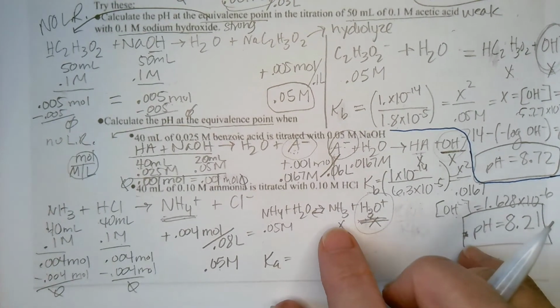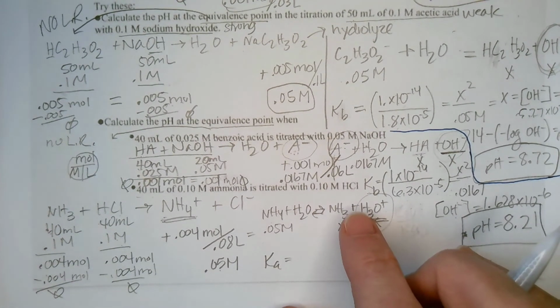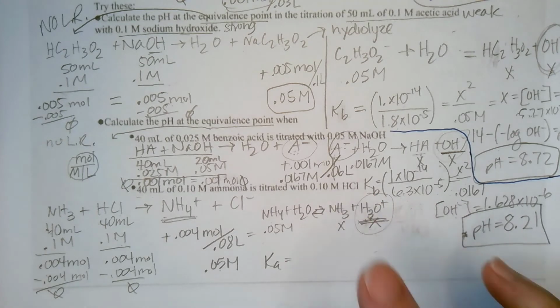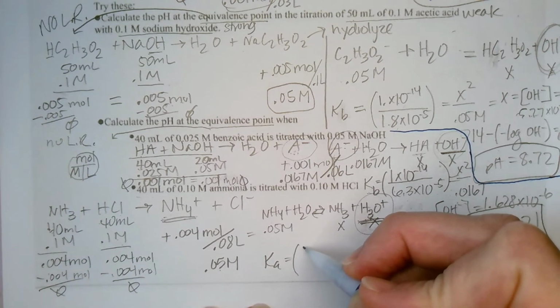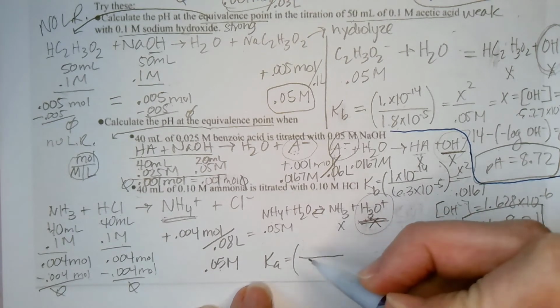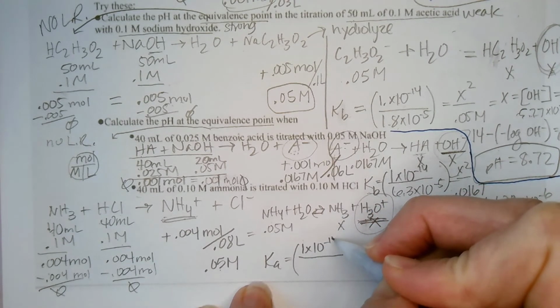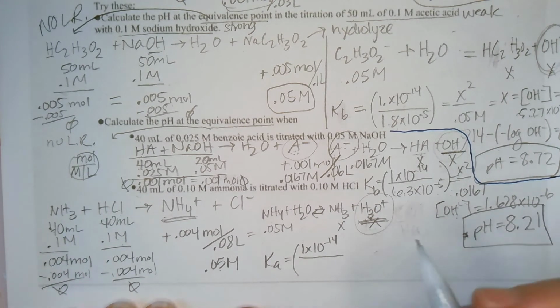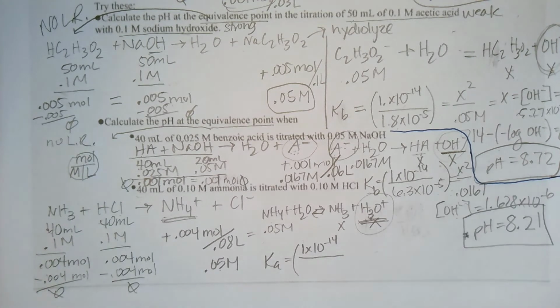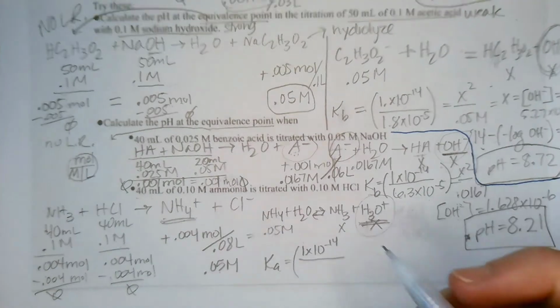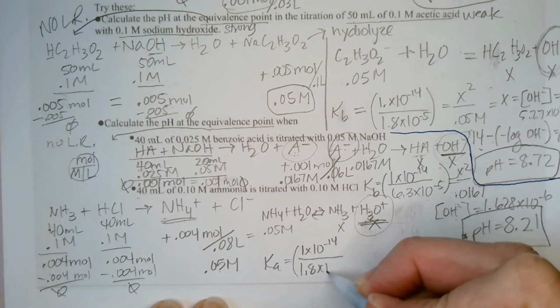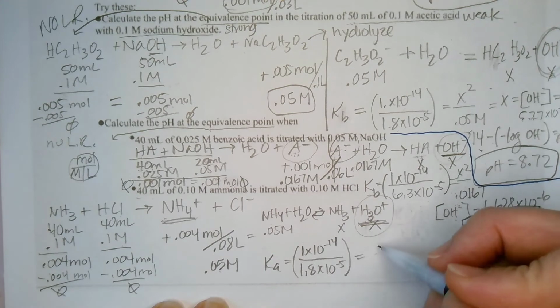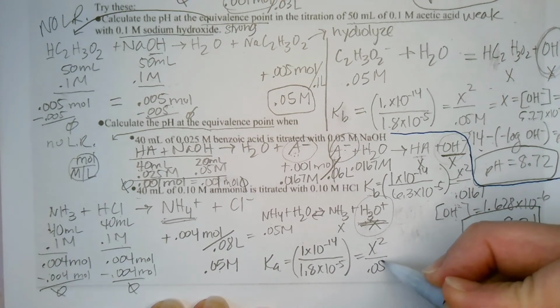But we know that ammonia is a base, so we need to take our Kw and divide it by the Kb to get the Ka. So 1 times 10 to the negative 14 divided by ammonia's Kb, which we look up in appendix D, should be 1.8 times 10 to the negative 5. Ammonia is 1.8 times 10 to the negative 5. And that's going to be equal to x squared over 0.05.